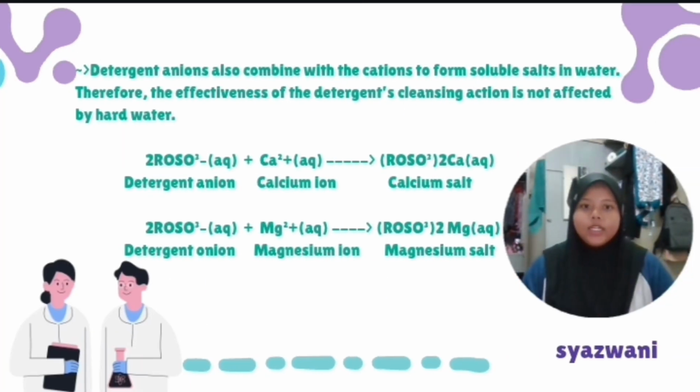Next, detergent anions also combine with the cations to form soluble salts in water. This is about detergent, and previously was about soap. Therefore, the effectiveness of the detergent's cleansing action is not affected by hard water. In this case, there are also equations to show how it forms. The detergent anion reacts with the calcium ion or magnesium ion to produce calcium salt and magnesium salt, which are soluble salts.